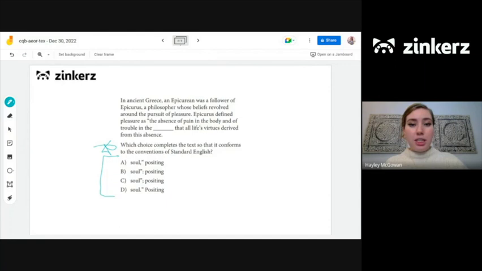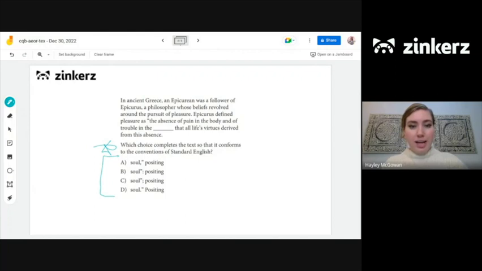We have: In ancient Greece, an Epicurean was a follower of Epicurus, a philosopher whose beliefs revolved around the pursuit of pleasure. Epicurus defined pleasure as the absence of pain in the body and of trouble in the blank, that all life's virtues derive from this absence. All right, so we know that what's missing in the blank here is part of this quotation. So: the absence of pain in the body and of trouble in the soul, positing that all life's virtues derive from this absence. So let's see what we can eliminate to start.